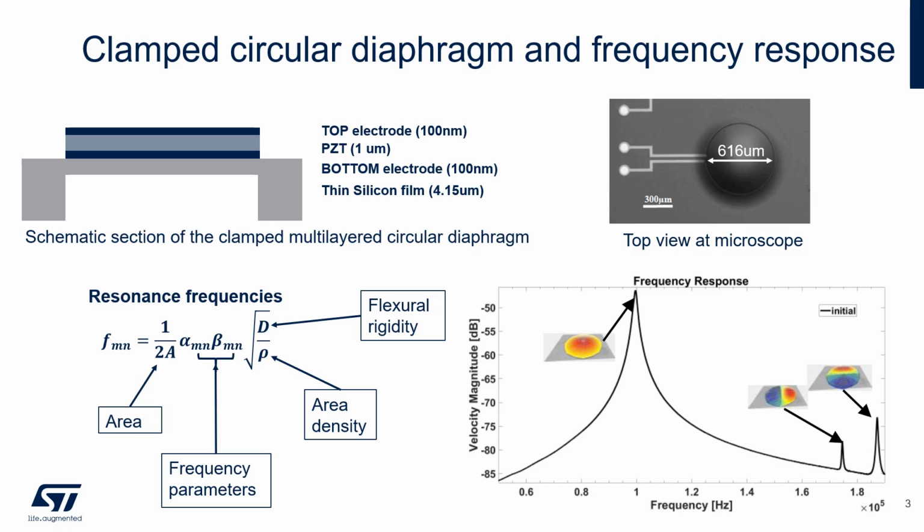Our prototype of the clamped circular diaphragm has a diameter of about 600 microns, and the schematic section is depicted here on the left side. We have a thin film of a silicon layer with on top of it an active stack made of two metal electrodes and a piezoelectric material in between.